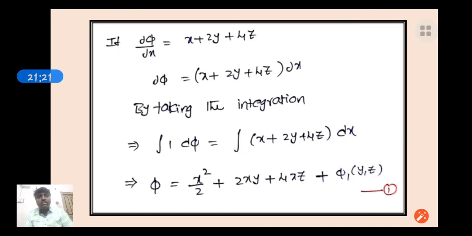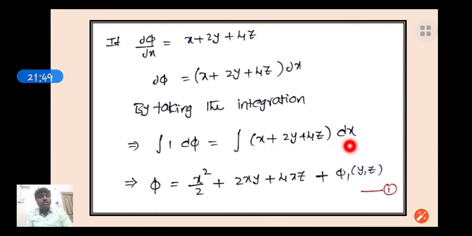Now simplifying these three equations and get the solution. The first equation: del phi is equal to x plus 2y plus 4z. By taking the cross multiplication, dou phi is equal to (x plus 2y plus 4z) dou x. By taking the integration, integral 1 d phi is equal to integral (x plus 2y plus 4z) dx. So the integration of 1 with respect to d phi is phi.